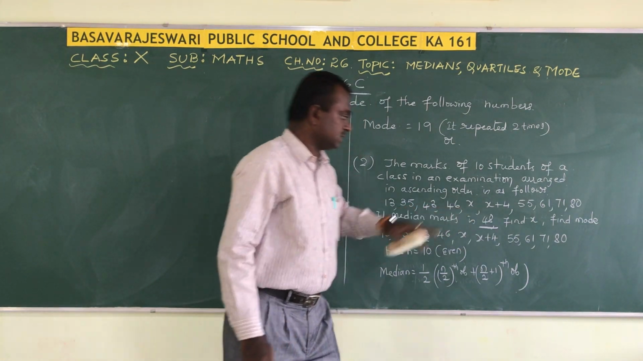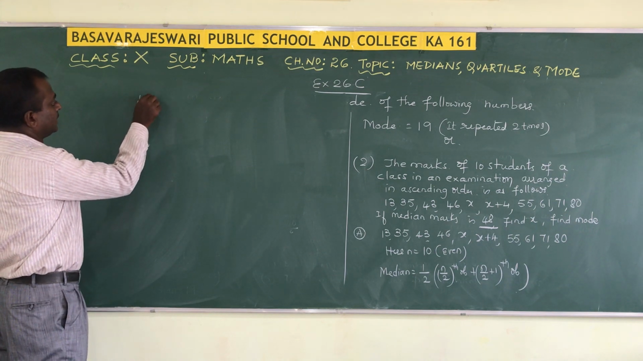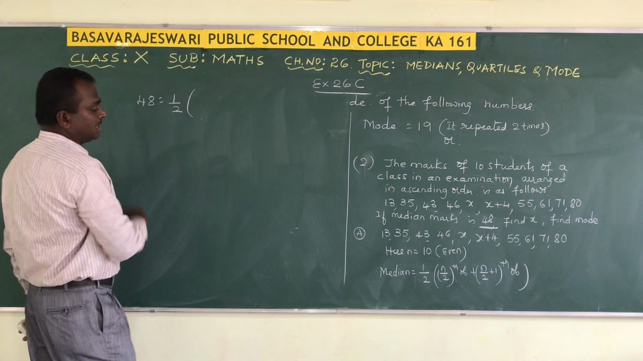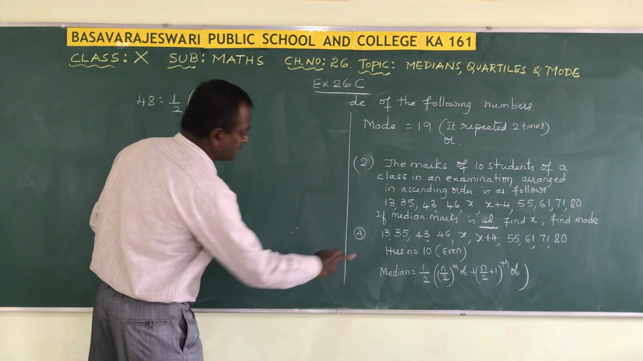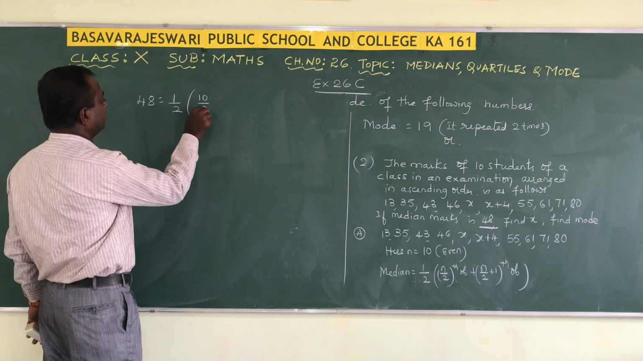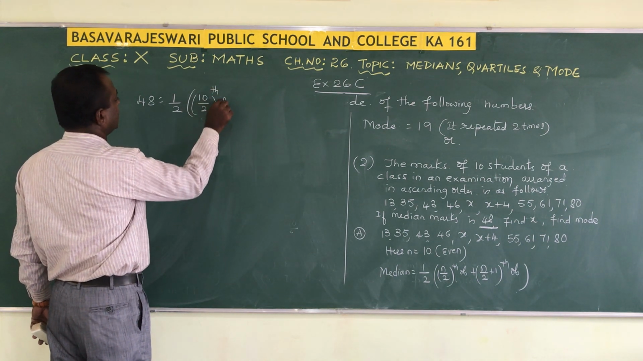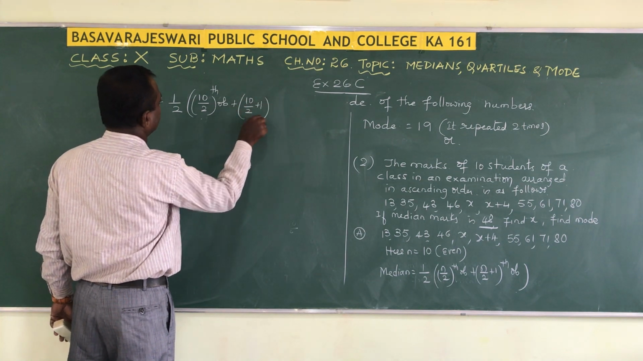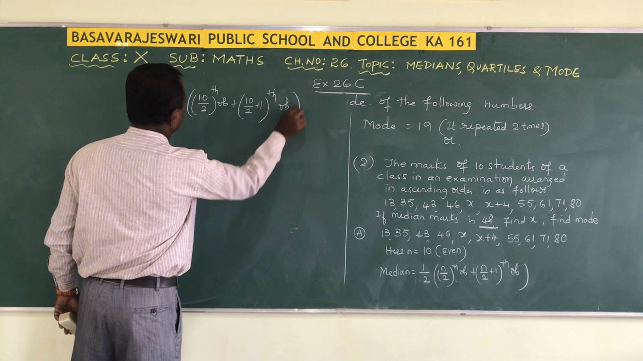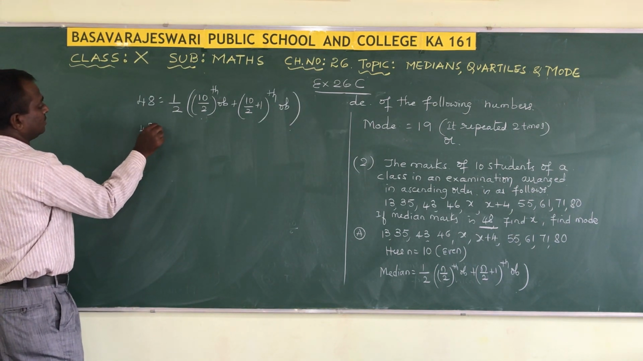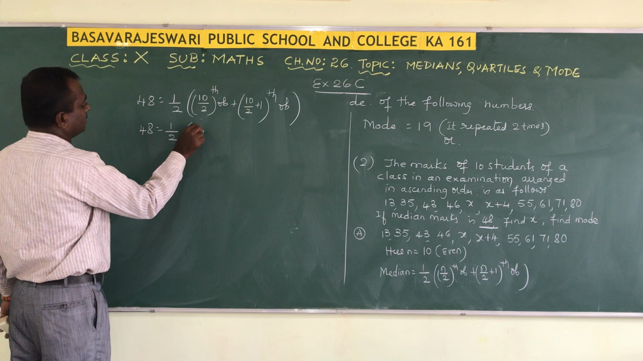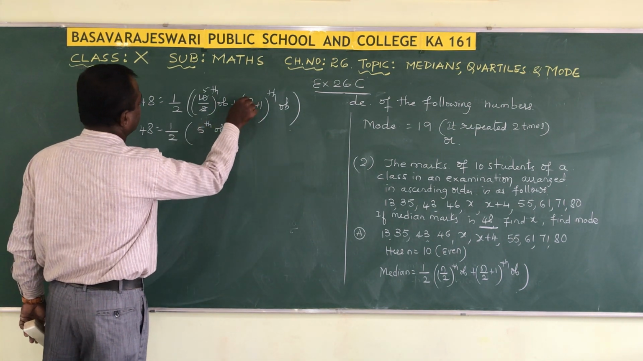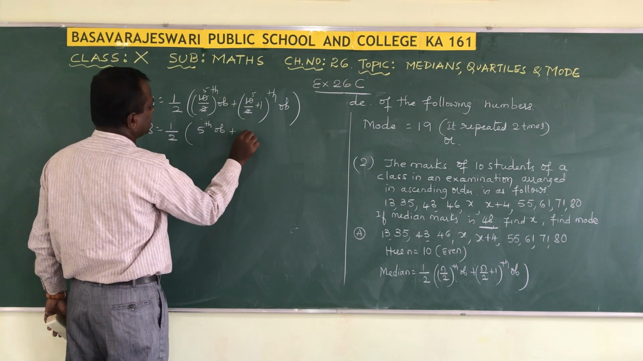So what is the median marks? 48. 48 is equal to 1 by 2 of the n by 2th observation. N is how much? 10. So 10 by 2th observation plus 10 by 2 plus 1th observation. So 48 is equal to 1 by 2 of the fifth observation plus the sixth observation, 5 plus 1, the sixth observation.